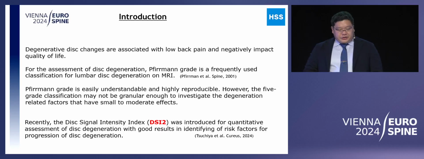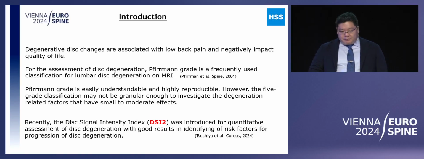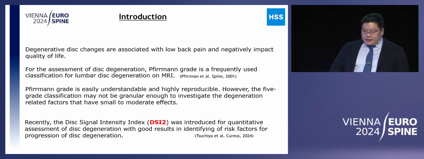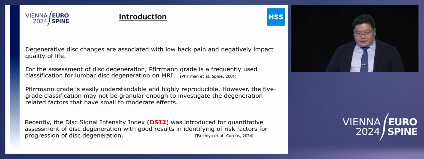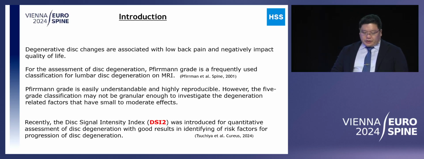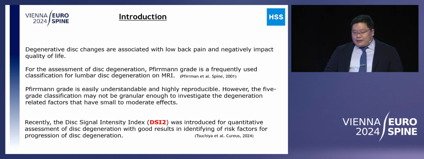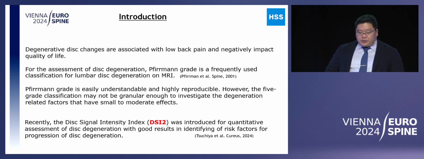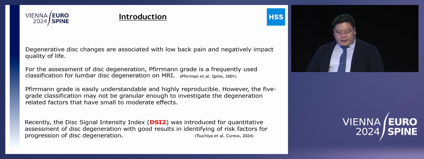So degenerative disc changes are associated with low back pain and negatively impact QOL. For the assessment of disc degeneration, the Pfirrmann grade is probably the most frequently used classification for lumbar disc degeneration on MRI. The grade is easily understandable and highly reproducible. However, the 5-grade classification may not be granular enough to detect degeneration-related factors that have a small or moderate effect.